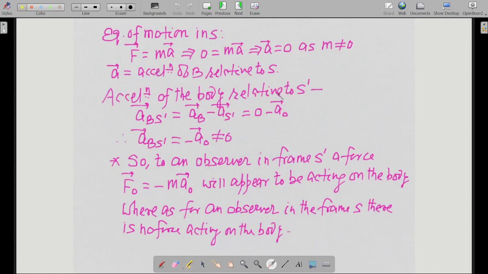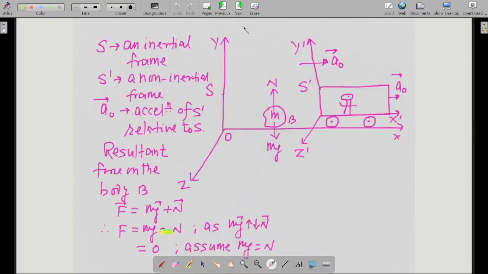Acceleration of the body relative to S prime, what will it be? Acceleration of the body relative to S prime, that will be equal to a B S prime, okay. Acceleration of the body with respect to this S prime frame, which is moving with a constant acceleration a naught in this particular direction. So acceleration of this particular body with respect to this S prime frame, what will it be? You know this very well, what do you do when you have to find the velocity of body 1 with respect to body 2? V1 minus V2, okay. What is this? Velocity of body 1 with respect to body 2. So you write V1 minus V2.